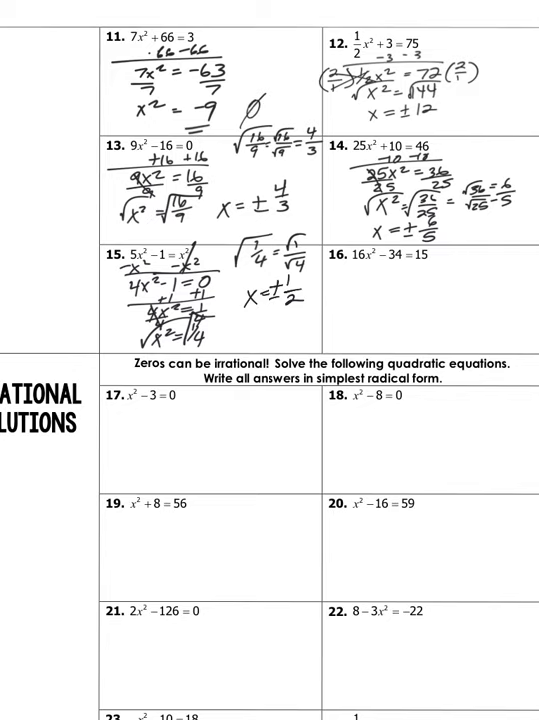Number 16. Get the x squared by itself. Add 34 to both sides. Divide by 16, and the square root of 49/16 is 7/4, plus or minus. All right, so sometimes our answers, when you're taking a square root, not every number can be square rooted, okay?